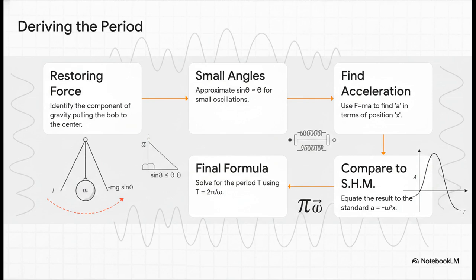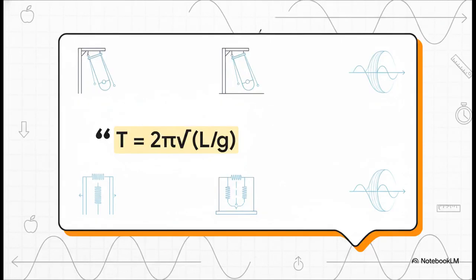We start by figuring out the restoring force. It's just a little piece of gravity. Now the secret weapon here is in step 2, the small angle approximation. It's a clever math shortcut that lets us simplify the whole thing. From there, we can find acceleration, compare it to our standard SHM equation, and bam, we can solve for the period T. And after all that work, we get this absolute gem of a formula.